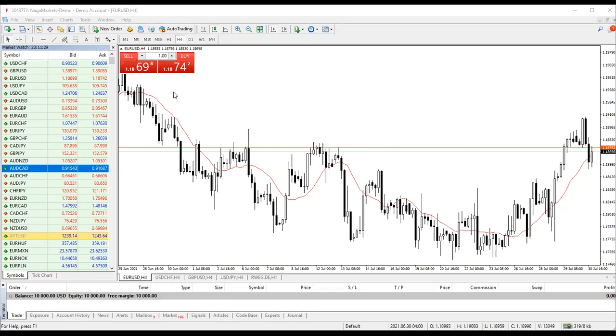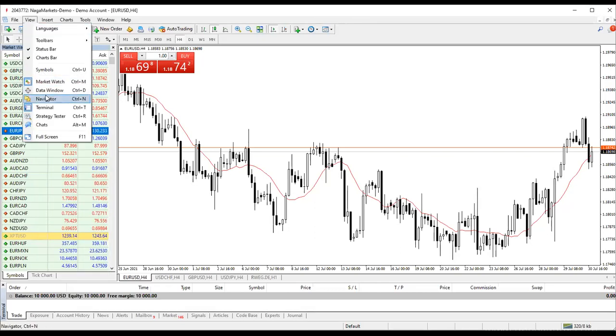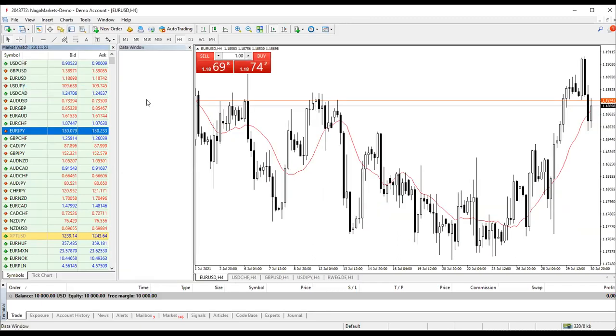So we were talking about the market watch. I think we've done justice to that. So we will come here again. Before I go to the navigator, I'm going to show you what we call the data window. I actually didn't put it in my slide.